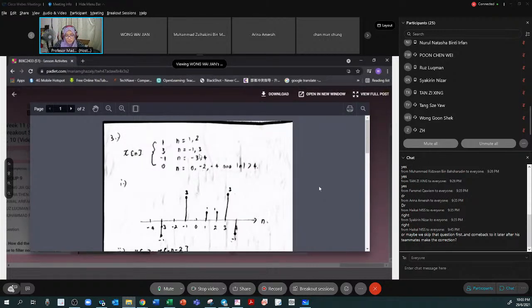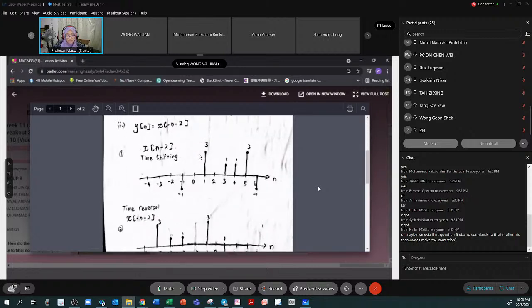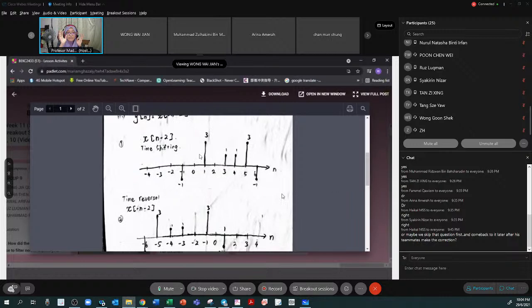Question number 2 is that you are given the equation, which you have also learned in continuous time; it is similar. You have the time transformation, in this case x of minus n minus 2. So you know that there are two types of transformation: the time shifting, where n is shifted to the right by 2, and then a time reversal, because you have minus n there. And there is no scaling factor.